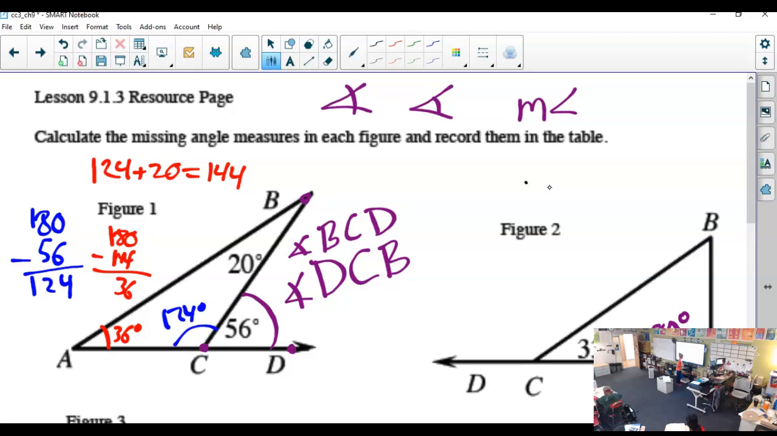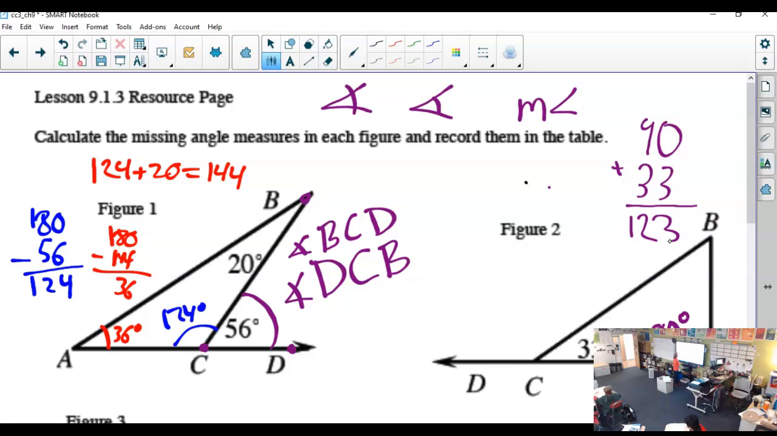Great. And now, can anybody tell me what 90 plus 33 is? Max. 123. Okay, 123. And now, what should all three angles add up to?